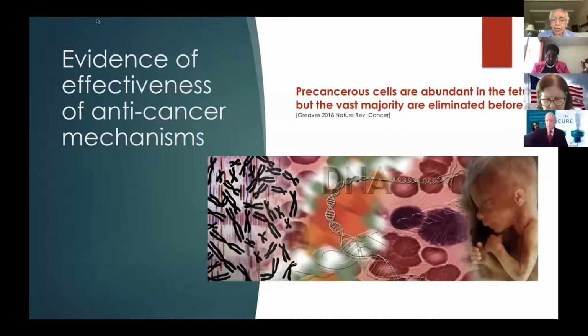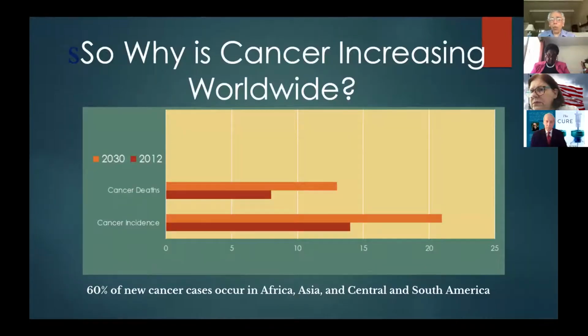So the most important evidence for this is we have the most number of precancerous cells in the body when we are in the mother's womb, in the fetal stage. But almost 99% of them are destroyed by our own immune system. So why is the cancer increasing worldwide compared to 2012, 2030? The important thing is 60% of the new cancer cases are in Africa, Asia, Central and South America.